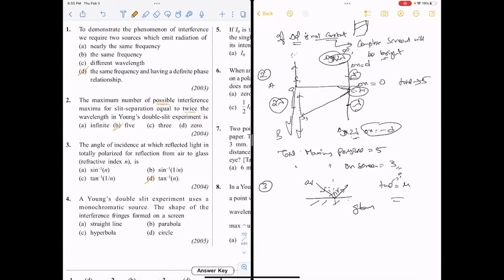This question was there when I was in school, 10th class, 2004. I don't know where you guys were.